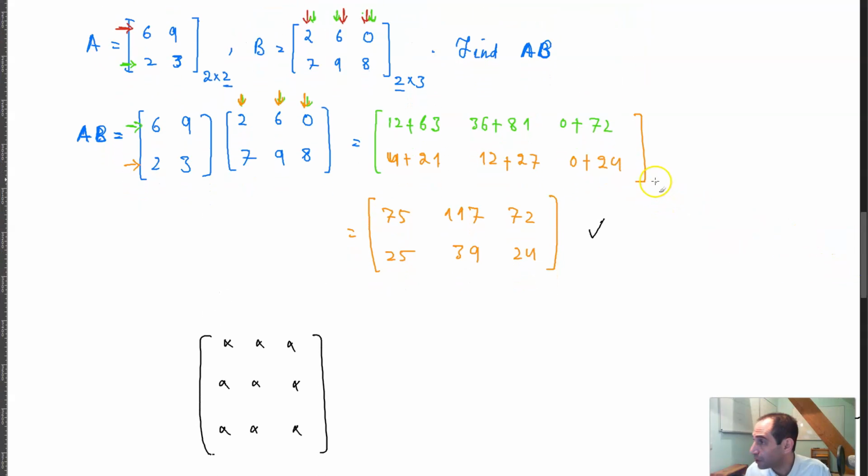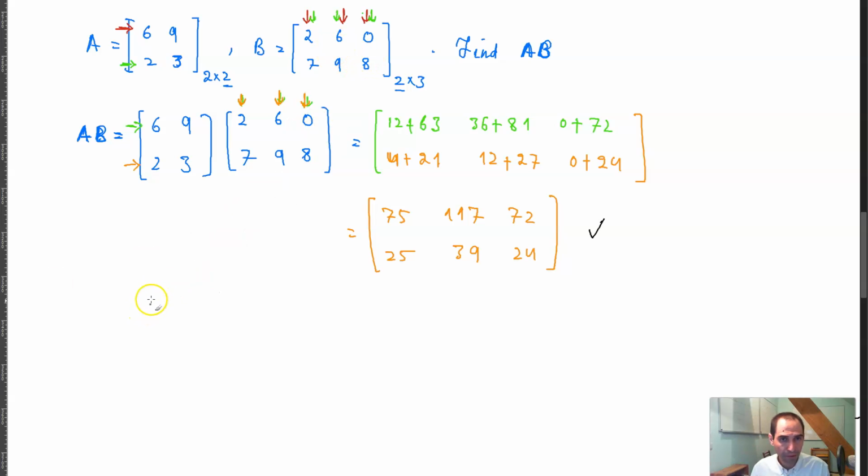Here in this example, AB is defined, but BA is not defined, because B has 3 columns while A has only 2 rows. If I were to calculate BA over here, BA would be a matrix of order 2 by 3, and A would be a matrix of order 2 by 2, and so of course 3 and 2 would not match, and therefore BA would not be defined.